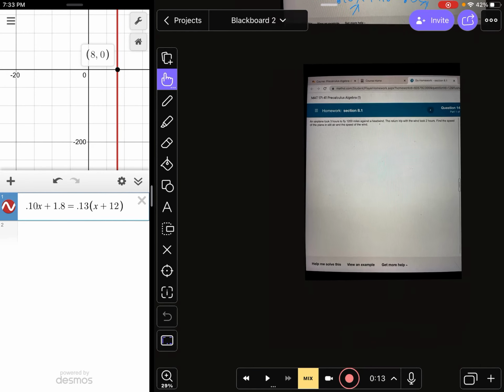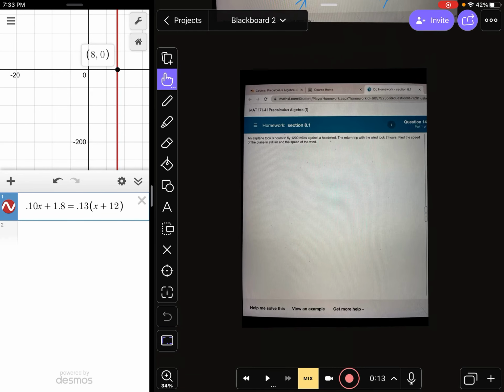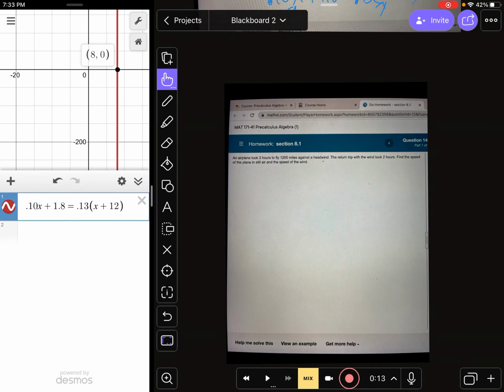And now, keep on going. Is this it? Yeah, this is the final one. Okay, here we go. This looks like a distance, rate, time problem. I see an airplane, so let's read through it.